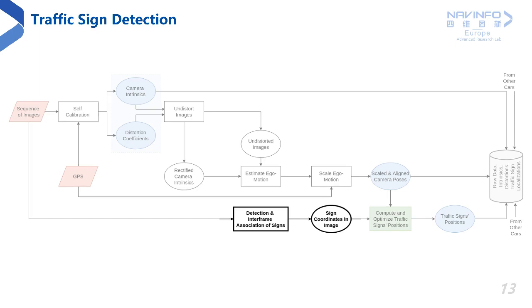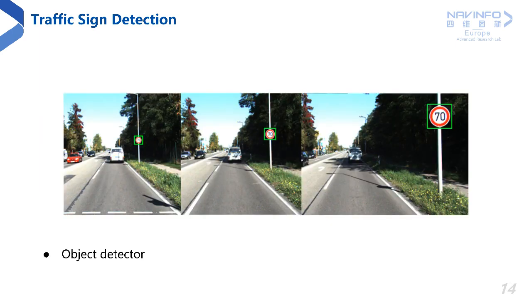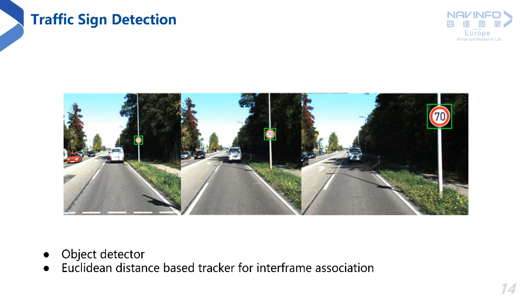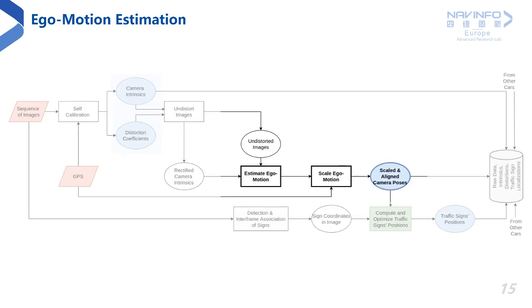Before we can triangulate the traffic signs, we need the 2D positions of the traffic signs observed in the images as well as the corresponding camera poses. Given the rectified images, we perform traffic sign detection and associate them across the frames. We use a detector such as SSD plus MobileNet to detect the traffic signs present in the image sequence. Thereafter, using a Euclidean distance-based tracker, we identify which detections belong to the same object in the scene. The images are then used to perform ego motion estimation, which is scaled and aligned with the GPS coordinates to output the camera poses.